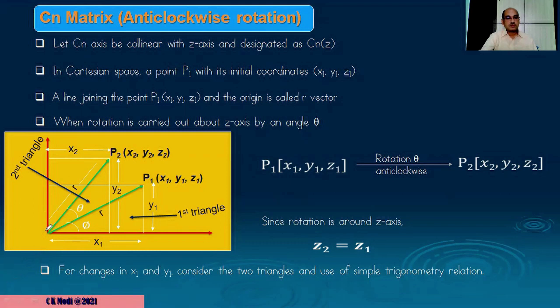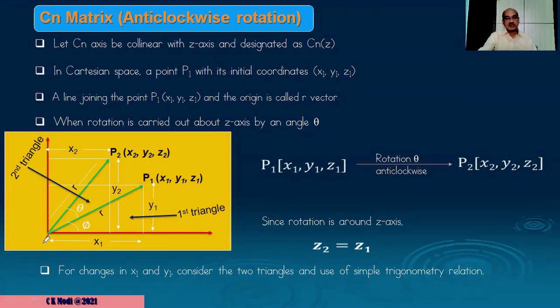This is the Z axis, out of the plane. So the CN axis is collinear with the Z axis and designated as CNZ. Now in a Cartesian space, there is a point P1 with its initial coordinates x1, y1, and z1.